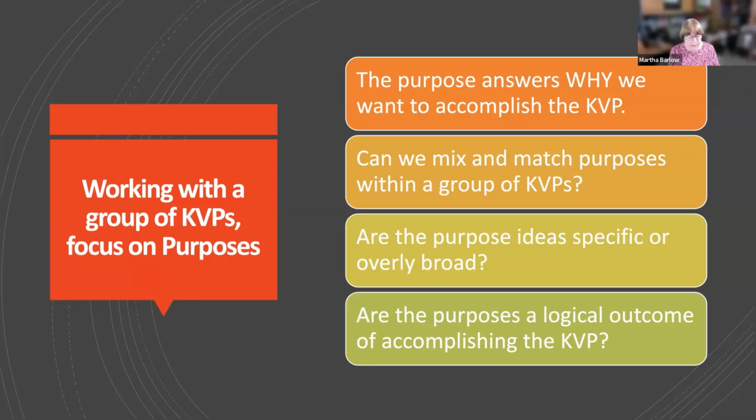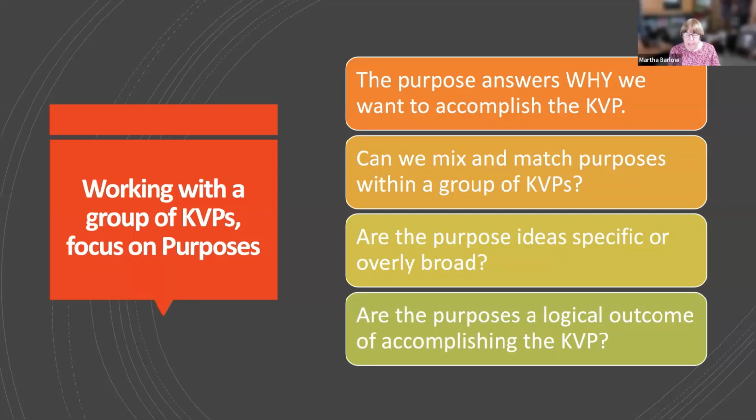If you write some purposes to a group of key verb phrases, like I said, they need to answer why we want to accomplish a KVP. So that's a good question to ask. Look at a KVP. Why would we do this? And then look at the variety of purposes you'd come up with. Can we mix and match those? You know, can this one go with that one? Another thing to look at with the purposes: are they specific or overly broad?